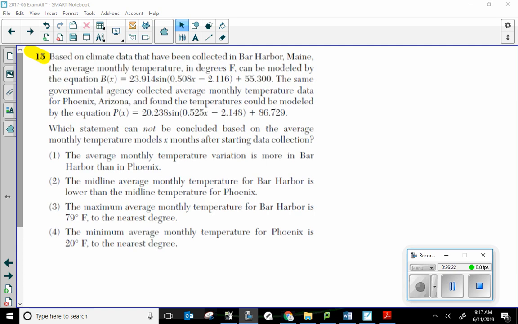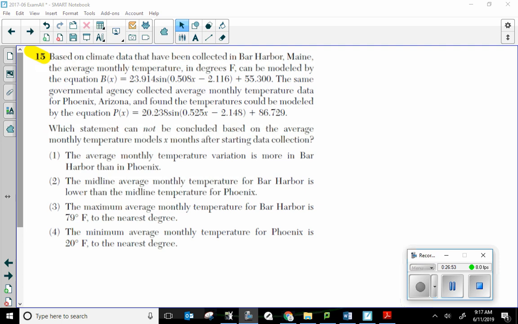Number 15, trig and exponentials. This is obviously a trig problem. I see sine in an equation and 2 equations. Let's get going. Based on climate data that have been collected in Bar Harbor, Maine, the average monthly temperature in degrees Fahrenheit can be modeled by the equation B of x equals 23.914 sine of 0.508x minus 2.116 plus 55.3.